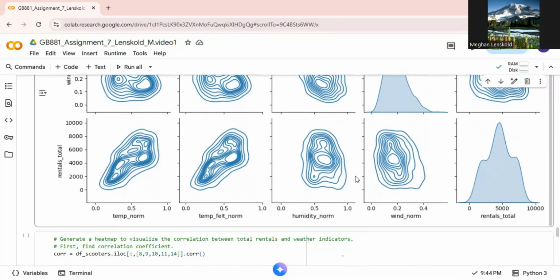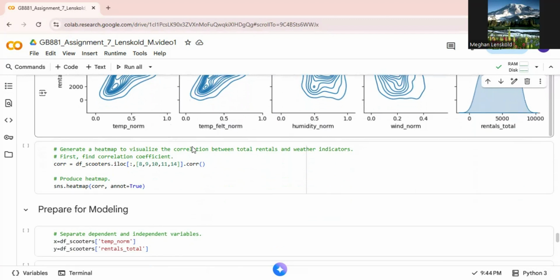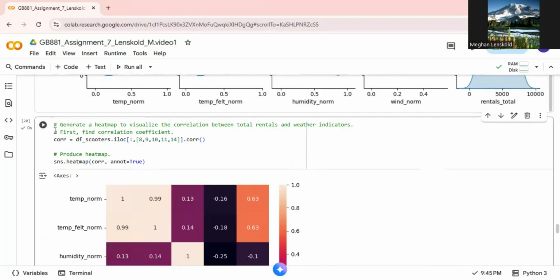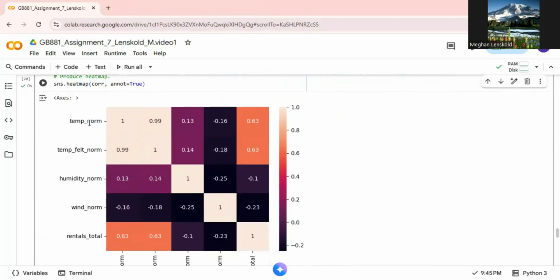And for our last visualization, we're going to run a heat map to show the correlation between total rentals and the weather indicators that we had used in the last visualization. First, we'll find the correlation coefficient, and then we'll produce the heat map. Each square represents the strength and the direction of the relationship between the two variables. So these lighter colors indicate strong correlation.